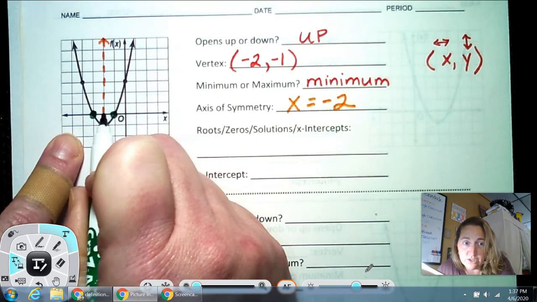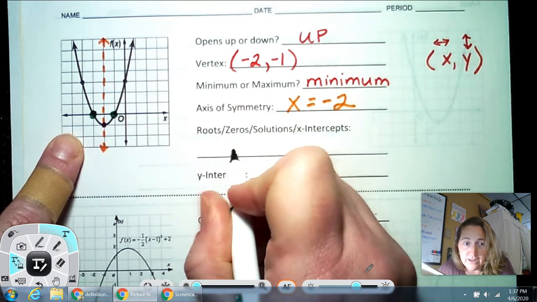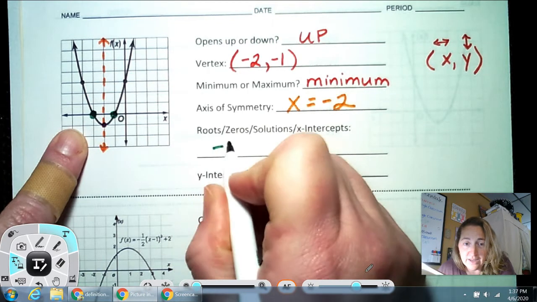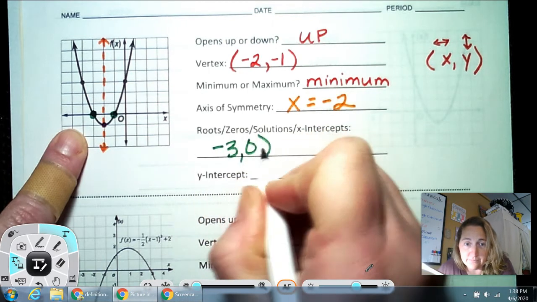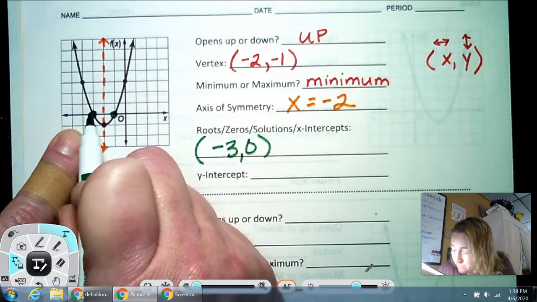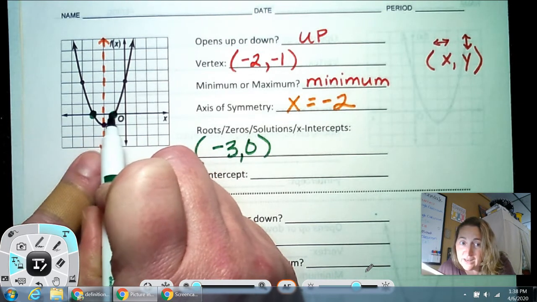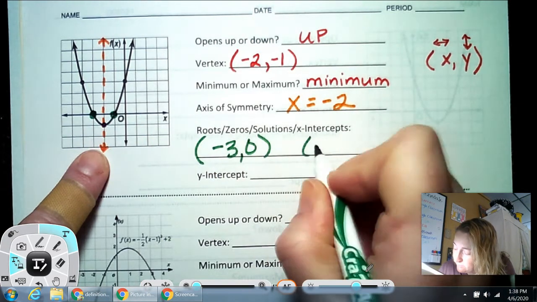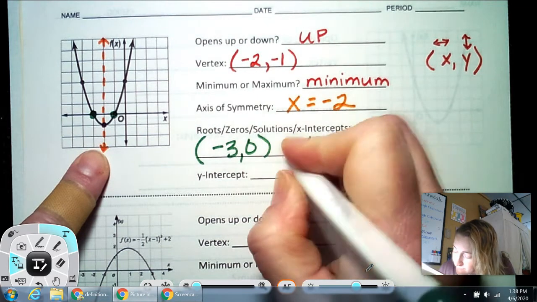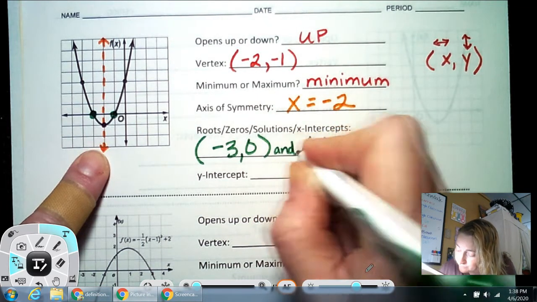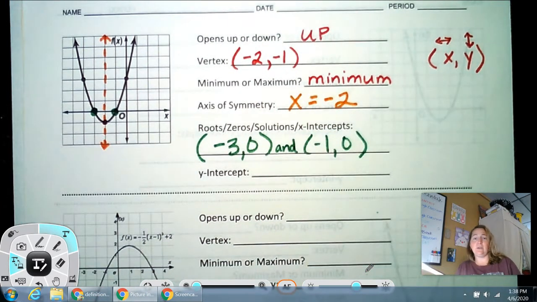I'm going to go back 1, 2, 3. So I have one at -3, 0. That's this point here. And then I also have one at -1, 0. So those are my solutions, -3 and -1.